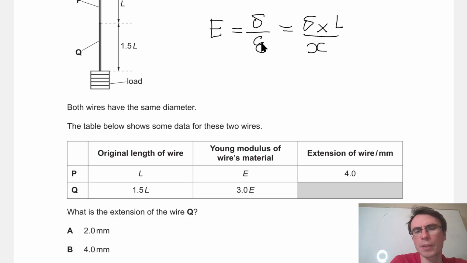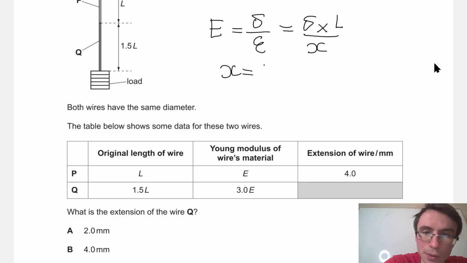Where did that come from? Because the strain is just x over L. Well, this here will equal the stress times L divided by x. Okay, so the extension of the first wire is just 4, so let's rearrange for x, and this is equal to rho times L, and then divide that by E.